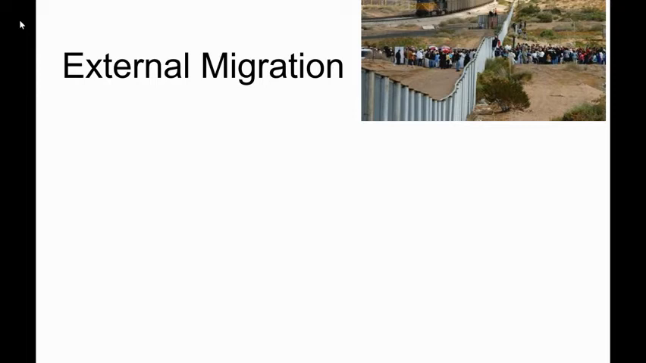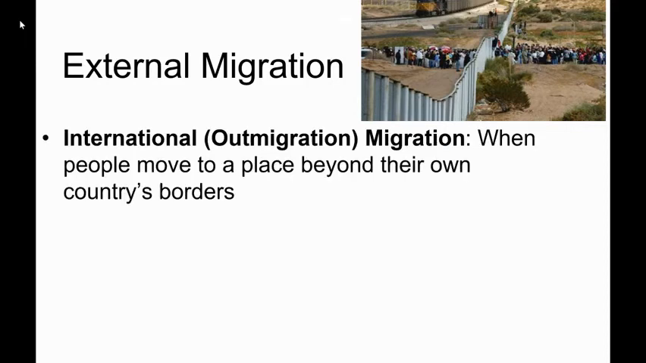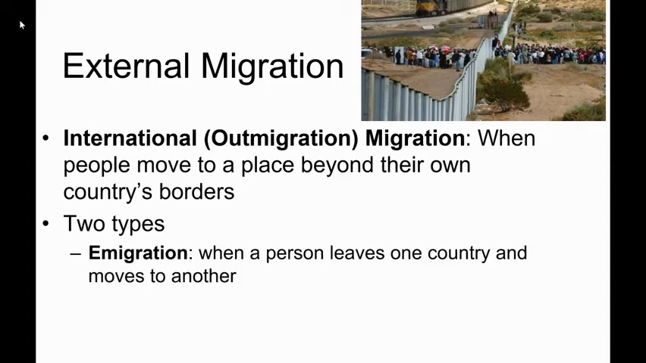All right, and so external migration means I'm moving from one country to another. I'm crossing a border and going to another country. So international, out migration, external migration, you might as well just put all three. They all mean the same thing. So external migration, international migration, out migration is when people move to a place beyond their country's borders. And you're talking about from the United States to Mexico, or likewise, something like that.